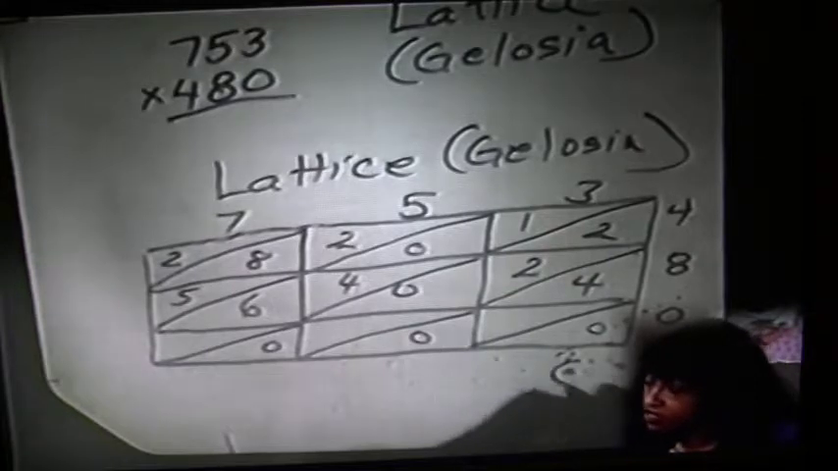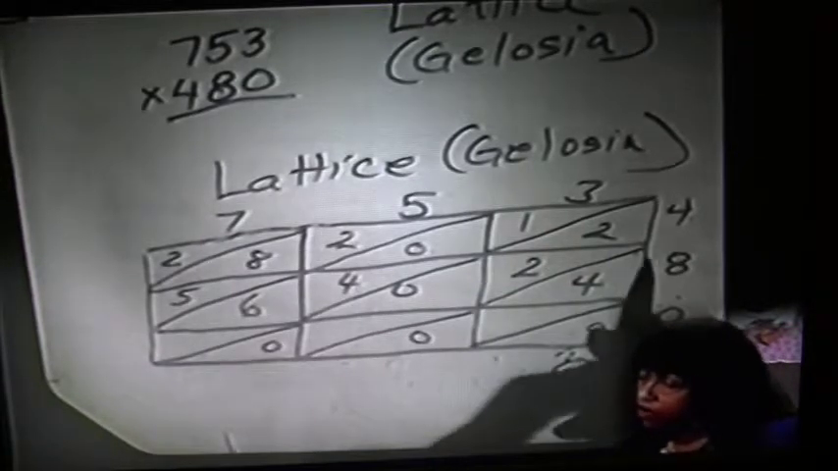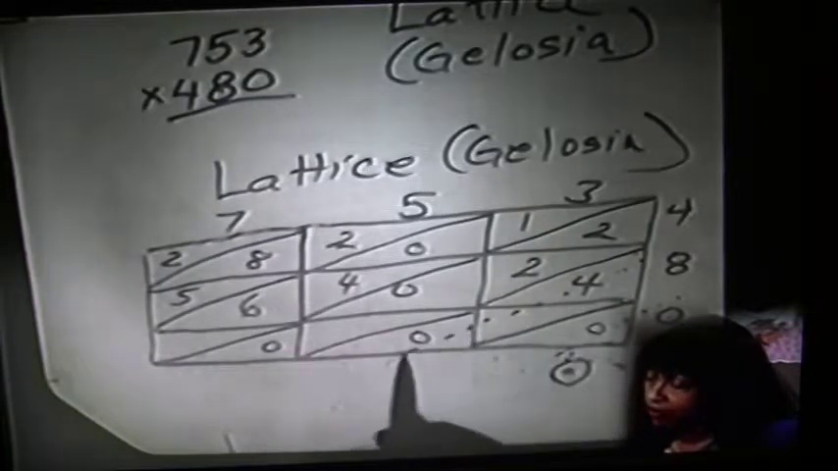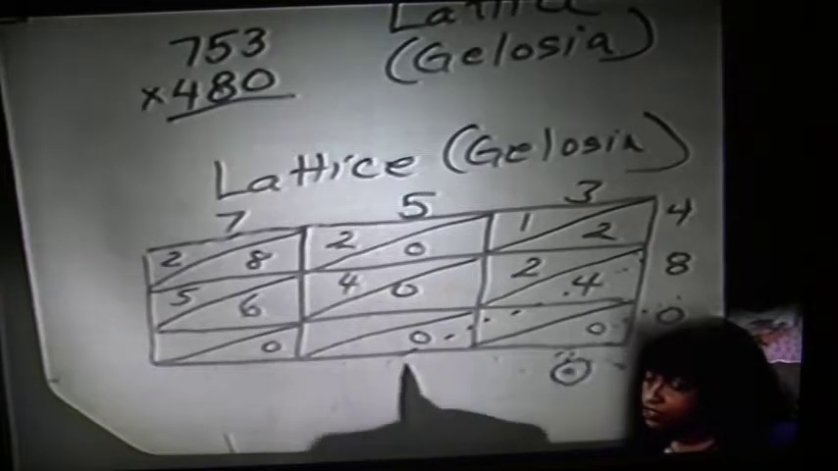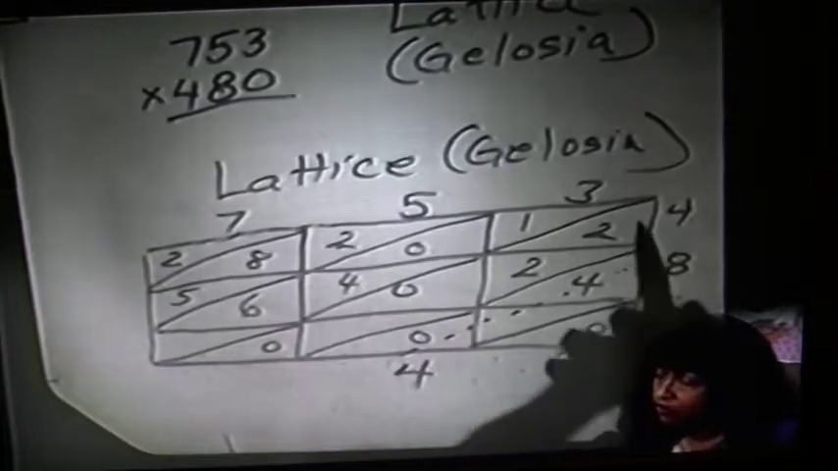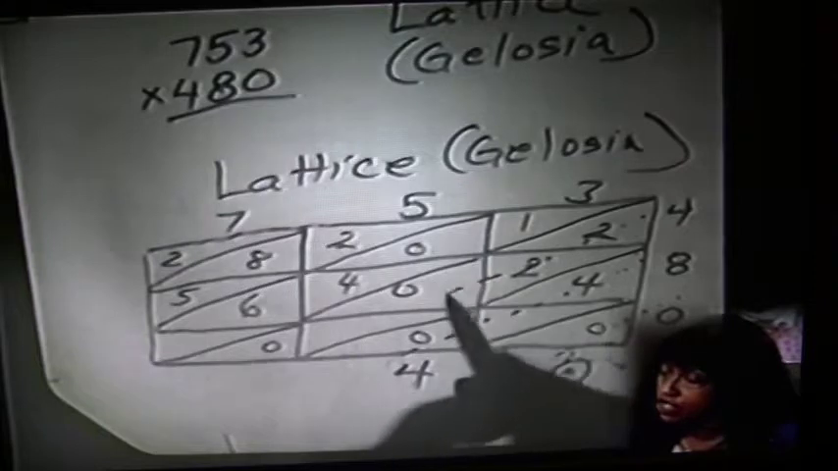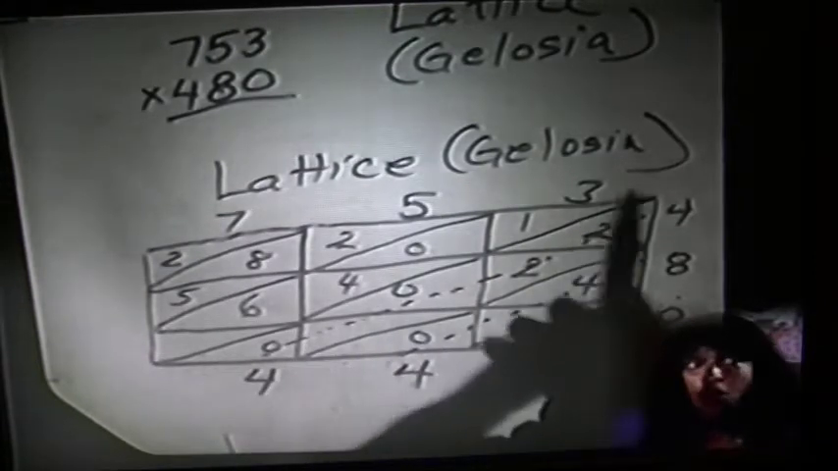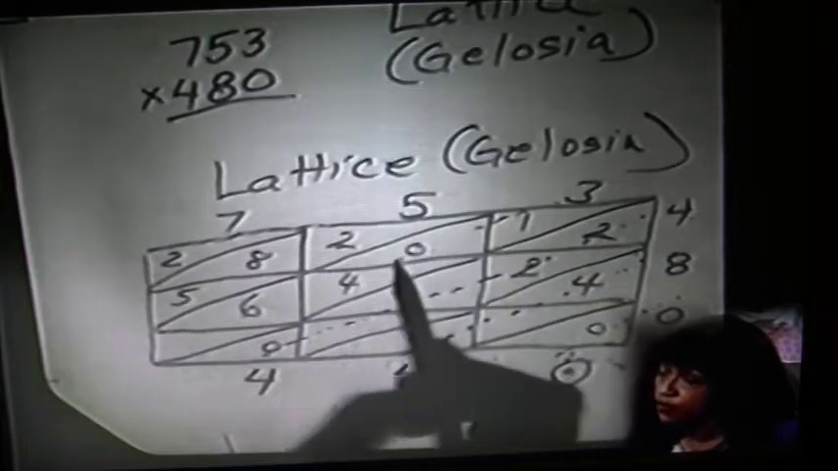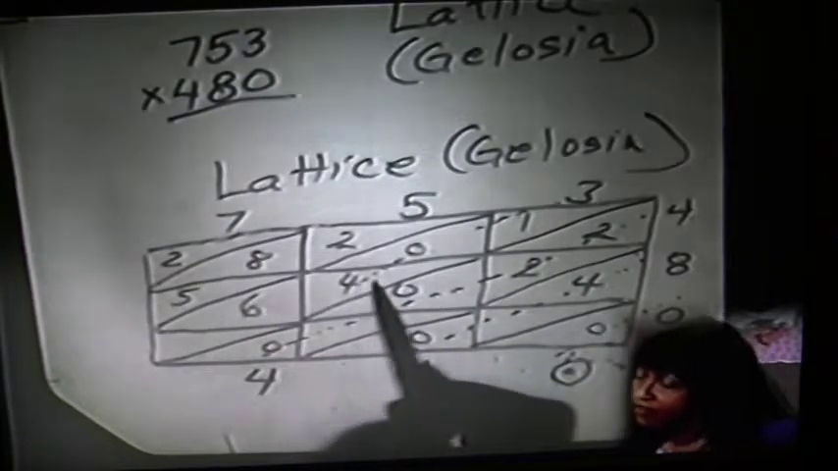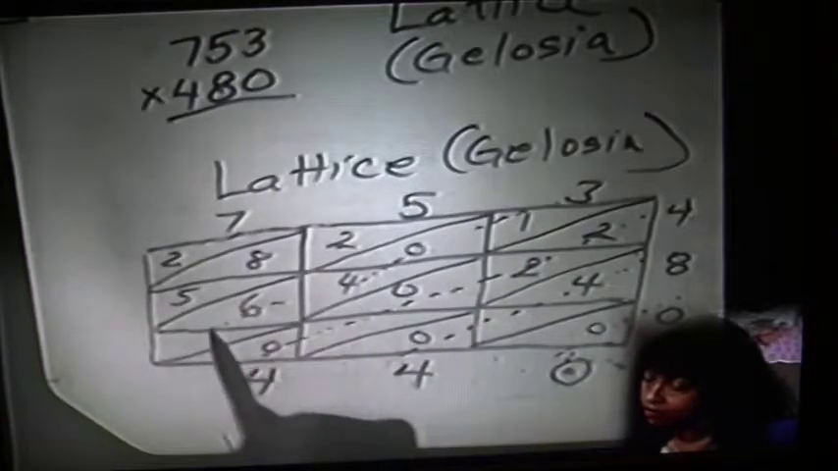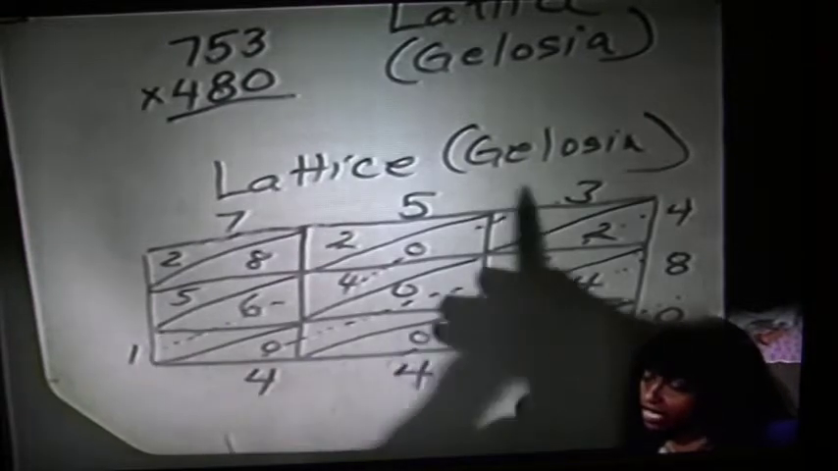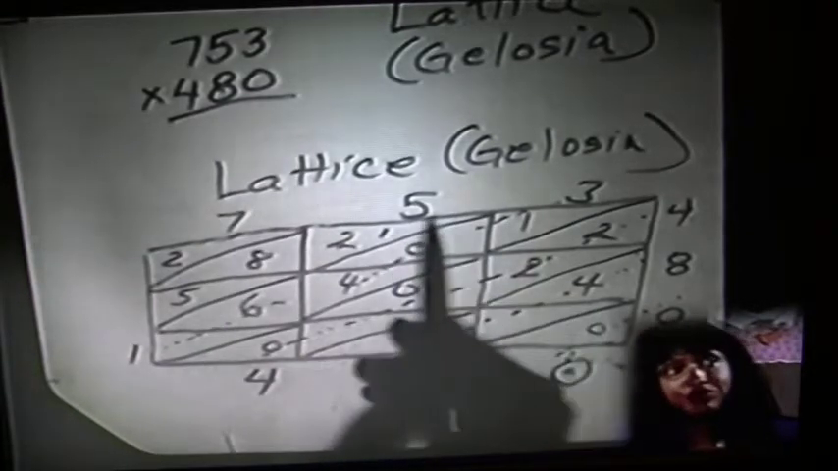0 plus 0 is 0. Little dot, so we'll stay in line. 4 plus 0 is 4. We're adding 2 plus 2 plus 0 plus 0 is 4. 1 plus 4 is 5. 5 plus 6 is 11. And we carry our 1.